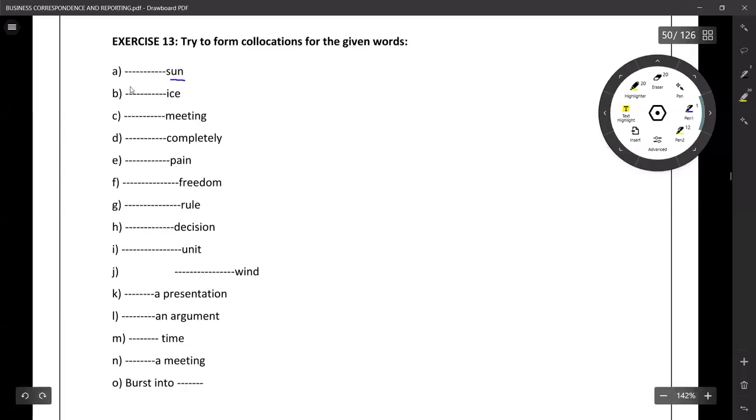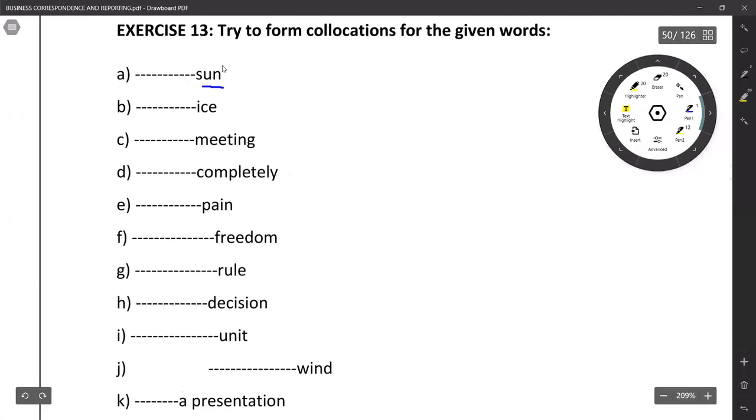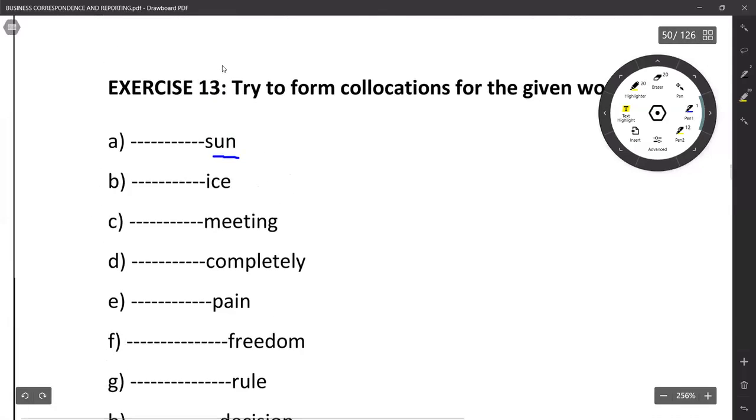Okay, right. Let's start. So most of you are done. First one, sun. What do you think? Bright sun. Midnight sun, if you're talking about Norway. Bright sun, garish sun. Good, guys. Very good. I'm just going to write any one, but all of your answers are right.